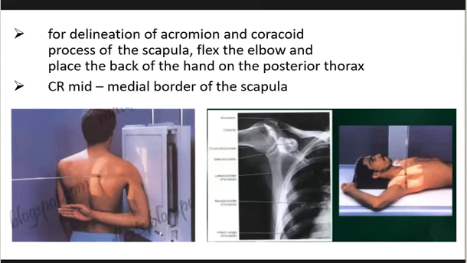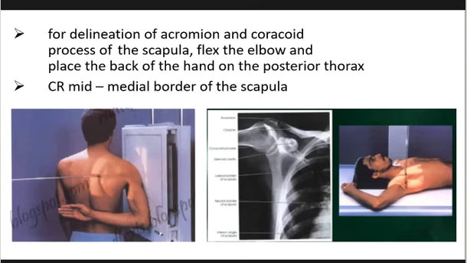That position is RAO. What do we demonstrate there? The acromion and coracoid process of the scapula. And the reference point in this position is the medial border of the scapula. The prominent area of the medial border of the scapula is the reference point in the lateral projection of the scapula for demonstrating the acromion and coracoid process.